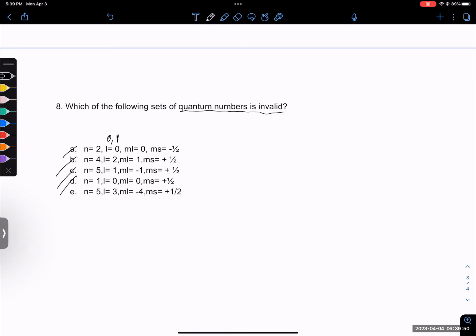So now by process of elimination, with option E, let's check it. N equals 5. 5 is a number from 1 through infinity, so that sounds good. L is 3, does that make sense? Why? Because it can be 0 through 4, exactly. Wait a minute. M sub L value, looking kind of funky. Can anybody tell me why? It goes from -3 to +3. Yeah, supposed to be from -3 to +3. In this case, M sub L is -4, which doesn't fall within that range. And M sub S, we don't care, still +1/2. So that corresponds to option E.